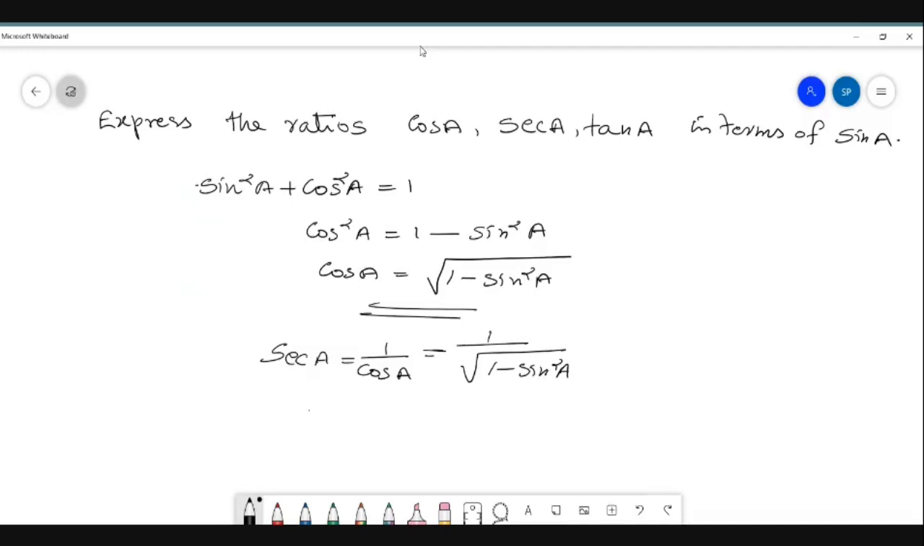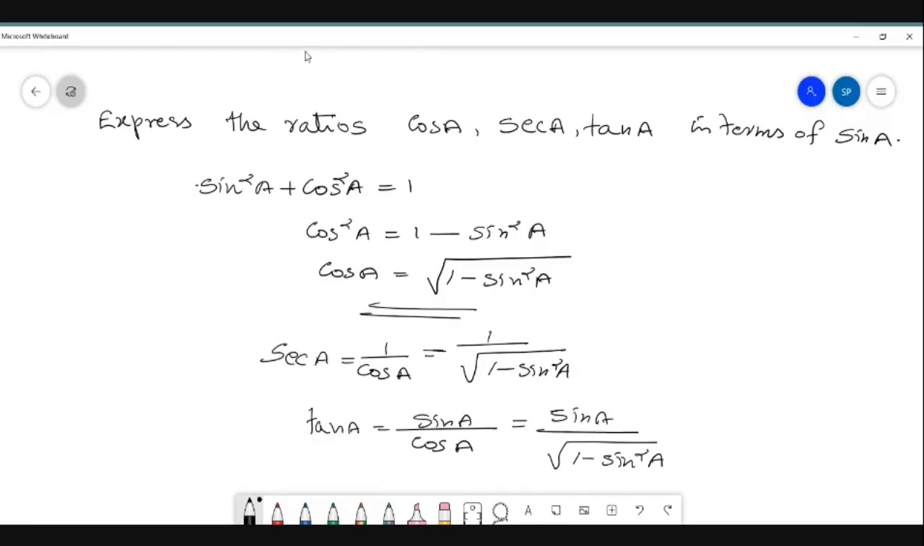Now tan A. Tan A we know is easy. Sin A divided by cos A. Sin A we can write as it is. Sin A divided by cos A. Cos A we got as root of 1 minus sin square A. These three are expressed in terms of sin A alone.